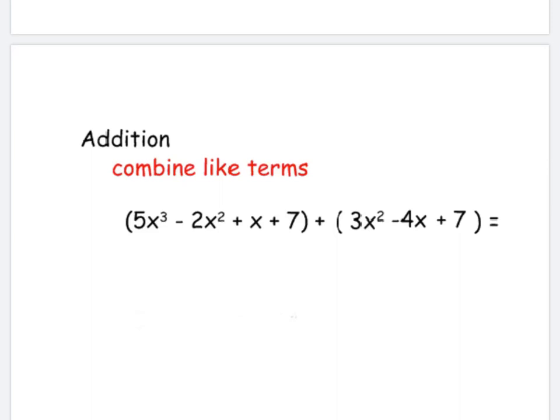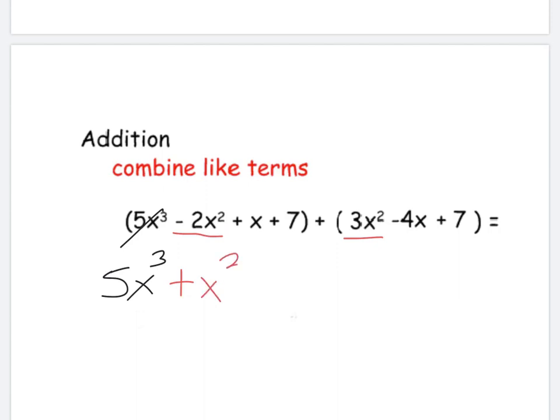So if we want to go in standard form, remember our highest exponent needs to come first. So our highest exponent is the 5x to the third power. We don't have anything else that has a third power in it, so I can take that one and leave it as it is. So I have 5x to the third power. The next part of this is the exponent 2. I have negative 2x squared and I have 3x squared. Negative 2 plus 3 is 1, so I have plus x squared.